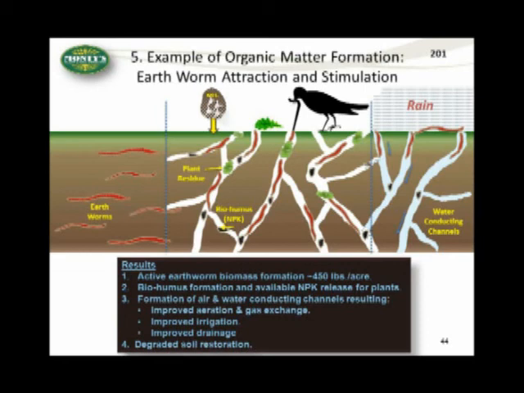They decompact it. They create biohumus, which has available NPK at a small level. They increase the overall biomass within the soil. And so these are very important for aeration, irrigation, drainage, and the restoration of degraded soil.